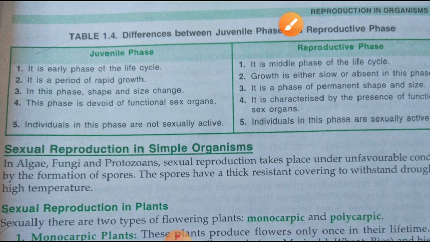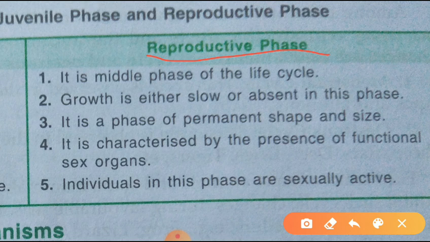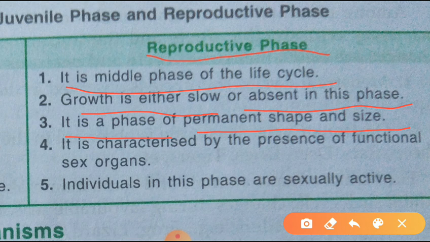Next we can discuss the reproductive phase. It is the middle phase of the life cycle of a living organism. Growth is either slow or absent in this phase. Growth can become slow or it can be absent in this phase. It is a phase of permanent shape and size. It means the living organism will attain a permanent body shape and size during this phase.